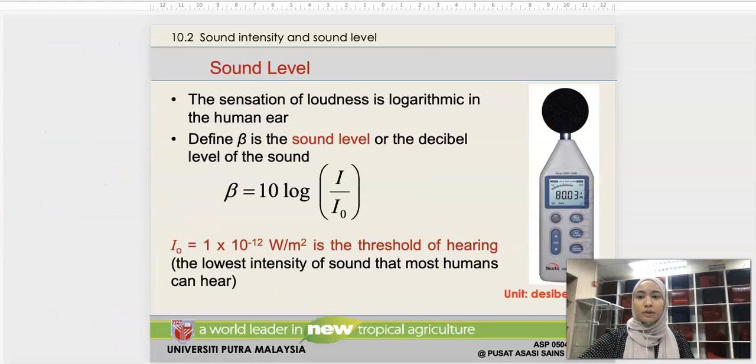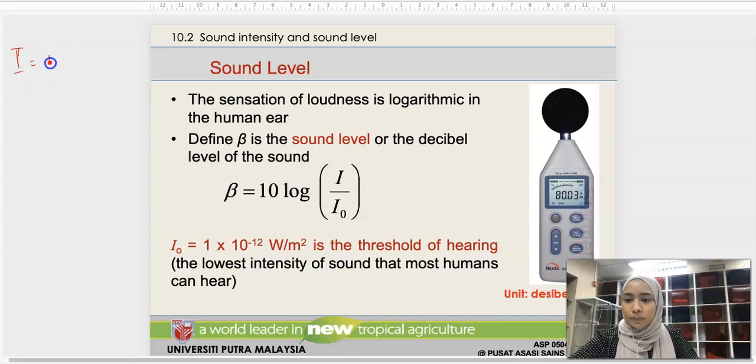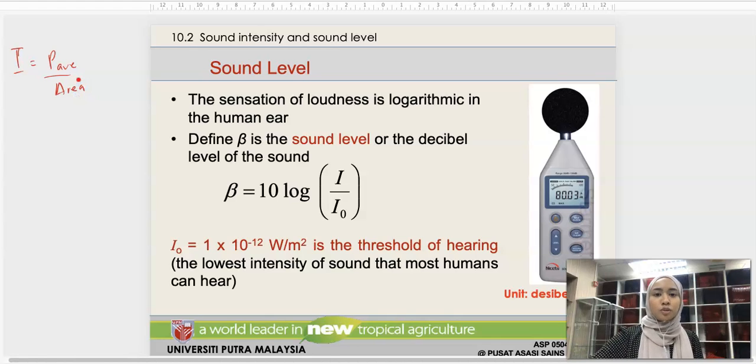Okay, just now we talked about intensity, right? Let me just write down the equation. So I equals P average over area. And the area should be 4 pi R squared, which corresponds to a sphere. The sound propagates from the source radially dalam bentuk sphere. Okay, so that's your equation. And the unit for intensity is watt over meter squared. Because area is in meter squared, P, power, is in watt. P average comes from your source.